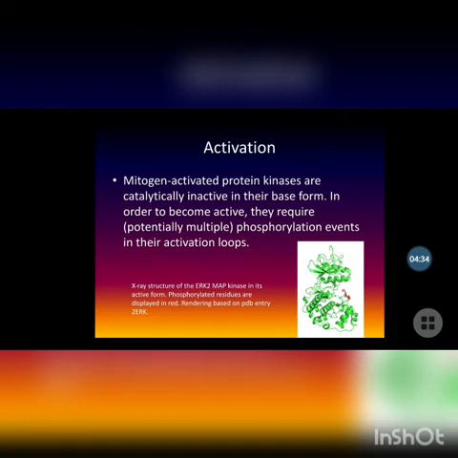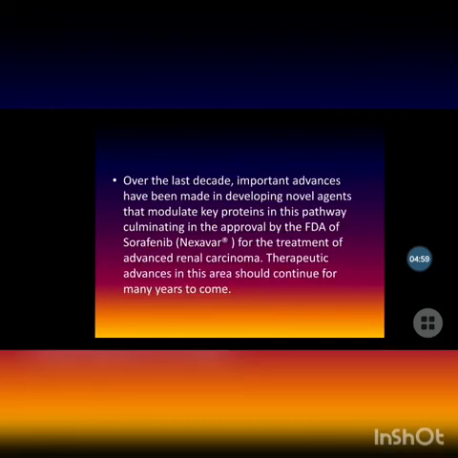So basically the mitogen activated protein kinases are catalytically inactive in their base forms. In order to become active, they require phosphorylation event in the activation loops, as it can be seen in the figure, which is an X-ray structure of the ERK2 MAP kinase in its active form. So phosphorylated residues are displayed in red.